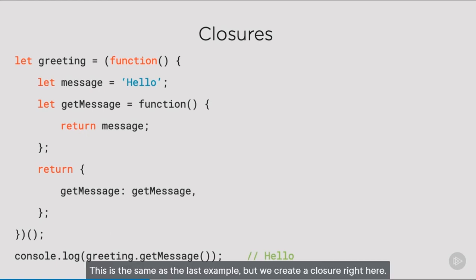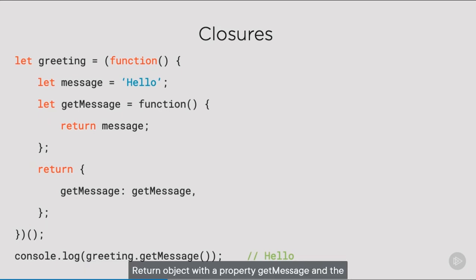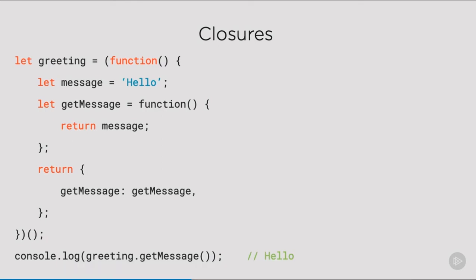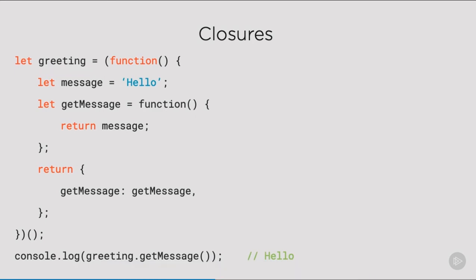This is the same as the last example, but we create a closure right here. We return an object with the property getMessage, and the value is the function getMessage. Typically, the property and value names are the same, but they don't have to be. This object is what gets assigned to the greeting variable. At the very bottom, we log the greeting.getMessage output.